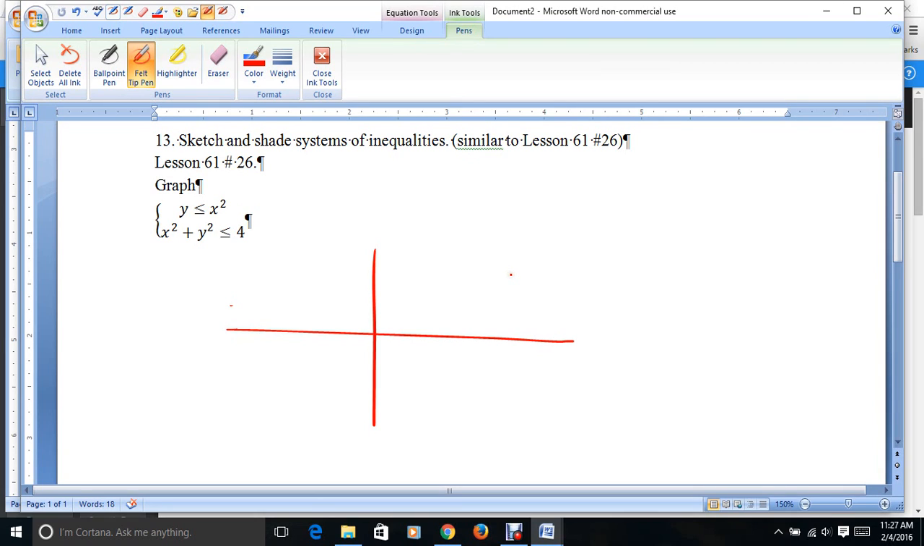Okay, this is from number 13 on the study guide, and this is sketching and shading a system of inequalities where you have your conic sections for your inequalities. So first of all, you have to recognize these graphs. You have to know what they are.